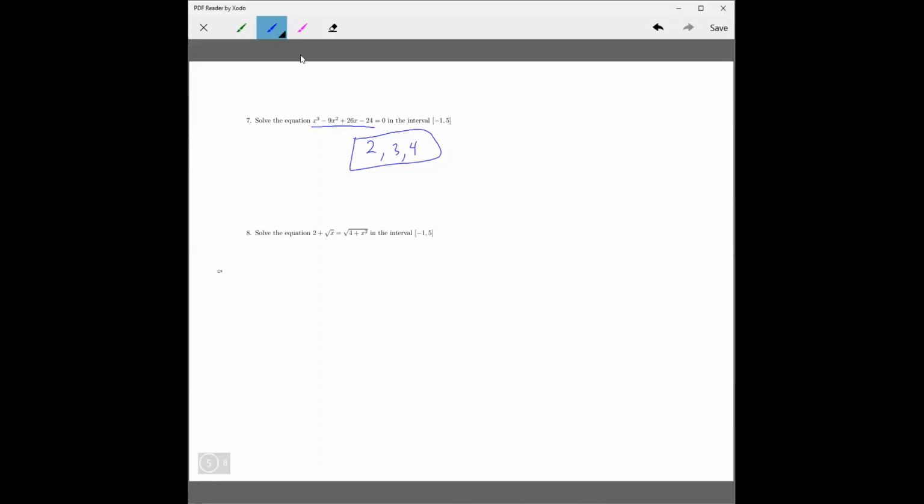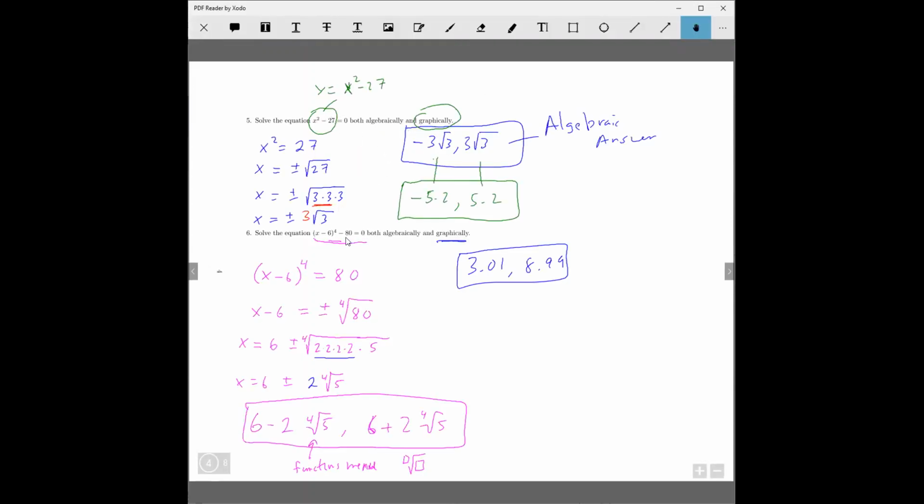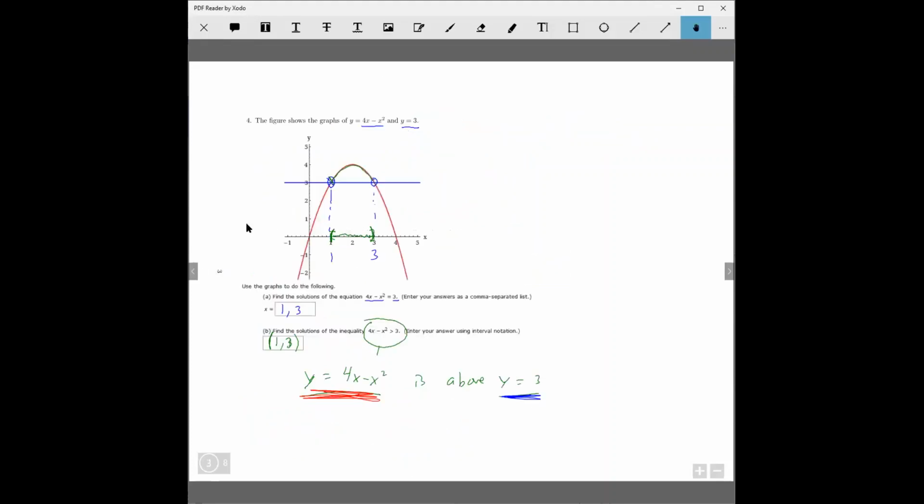Okay, and number 8, we're supposed to solve this equation in the interval from -1 to 5. Now, there's 2 ways you can do that. Because here, this is equal to 0. Okay, notice that that's equal to 0. And if we go back, that's equal to 0, that's equal to 0. Okay, and here we had 2 different ones. So here, it's just like this equation right here. The left-hand side is this, and the right-hand side is this 3.